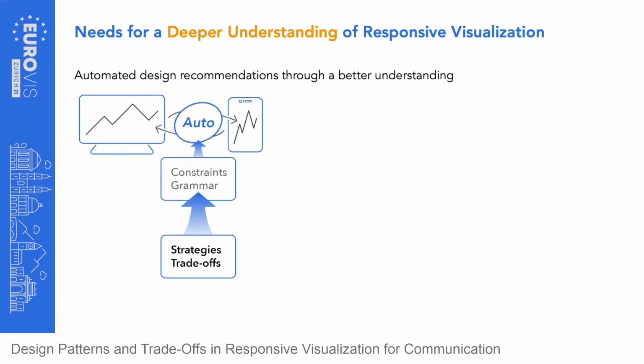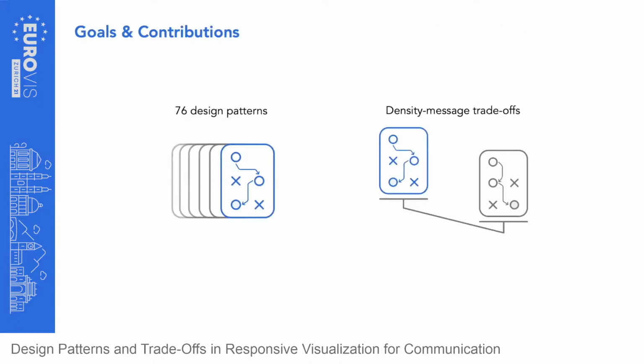Therefore, an automated approach to design recommendation is necessary, and the first step toward it is a deeper understanding around design patterns and trade-offs in responsive visualization to inform future work about constraints and grammar for such automation systems. To that end, our work contributes 76 design patterns for responsive visualization and forms of trade-offs between maintaining graphical density and preserving intended messages or takeaways.